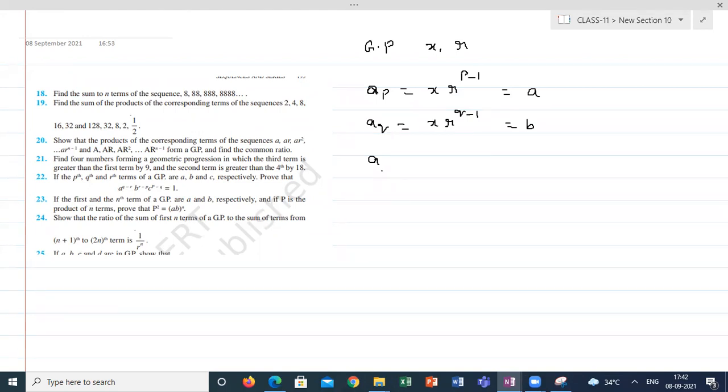Again, this is also confusing. Common ratio I am taking as Y. So the pth term is X Y power P minus 1, and the rth term will be equal to X into Y power R minus 1, that is equal to C. What is it saying? These A, B, C are the pth, qth, rth terms of a GP.